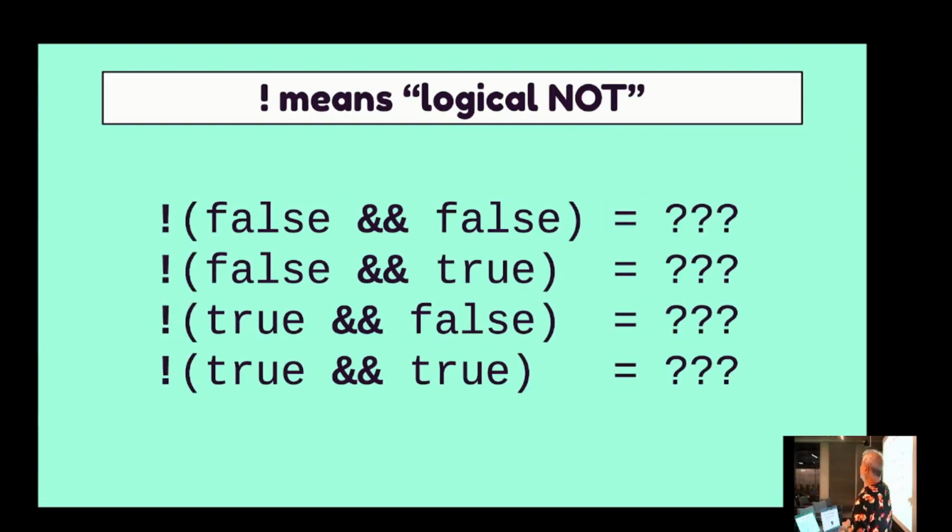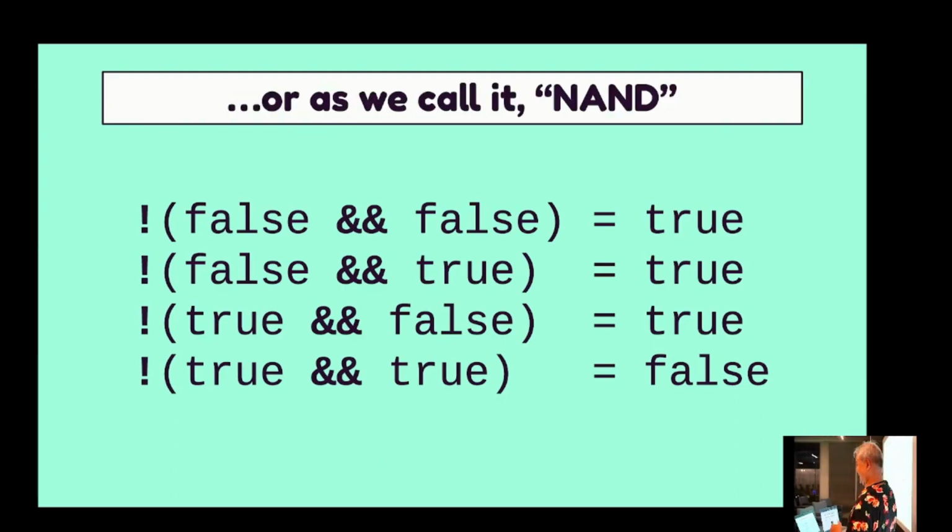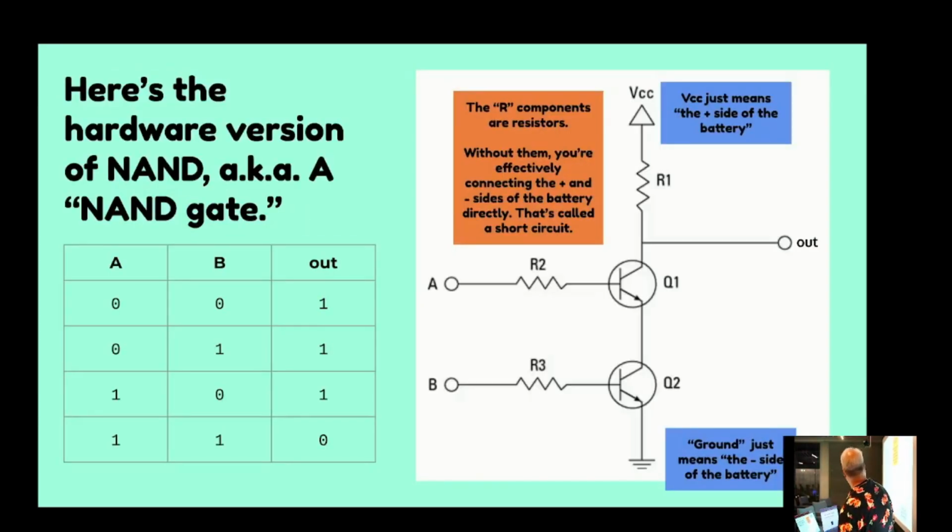But what if we take those ands and then throw them inside a not? So not false and false. What's that? True. Right. And actually, not false and true is also true. Not true and false is also true. In fact, not true and true is the only one that turns into false. And that is something that electrical people have built in circuits for a long time, and it's called NAND, not and. And we can build it in a circuit using two transistors like this.